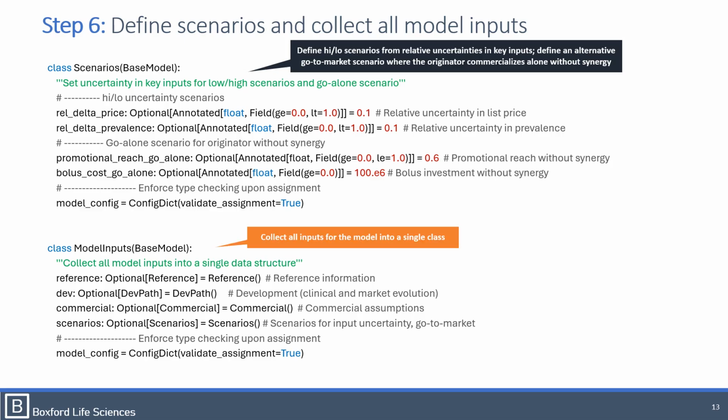After we define the scenarios, then we collect all the inputs that we've done, the reference information, development information, commercial scenarios, into a single class called model inputs. This now contains everything that we need for the problem. Nothing's going to be hard-coded. If we want to use the model that we're going to develop for a new system, all that we would need to do is to go in and edit these model inputs for the new system that we're looking at.